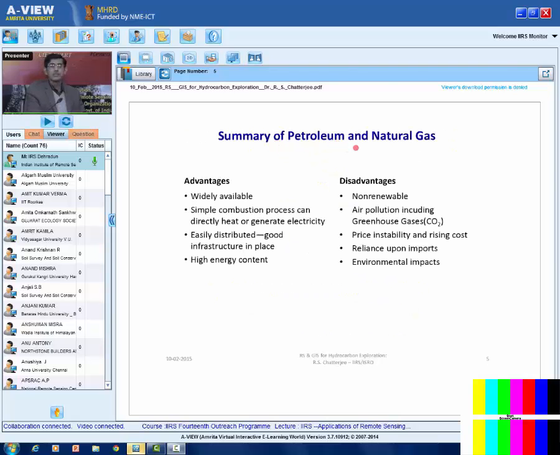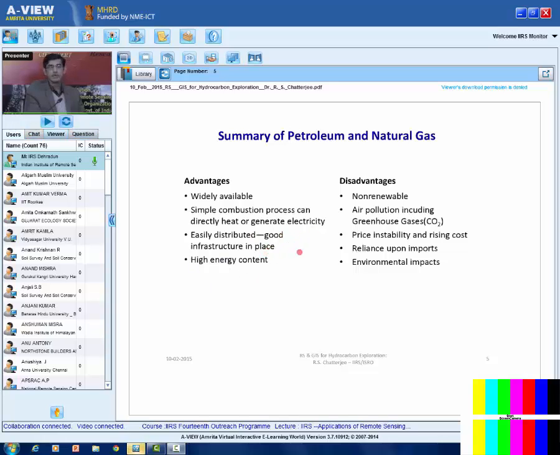Now, in case of petroleum and natural gas, there are many advantages. So this is the summary. You can see this is widely available. It has a simple combustion process that can directly heat and generate electricity. So it is very convenient for usage, easily distributed, and there is good infrastructure in place all over the country.